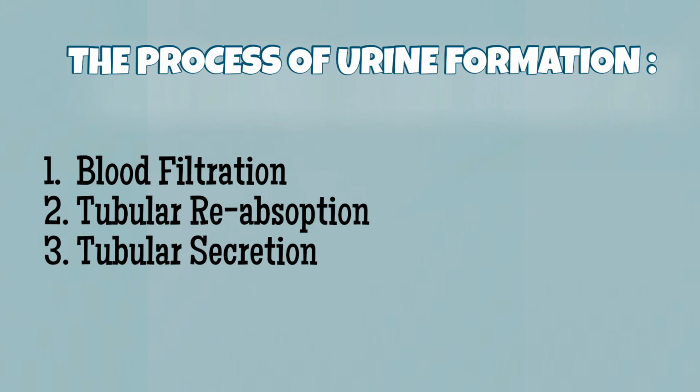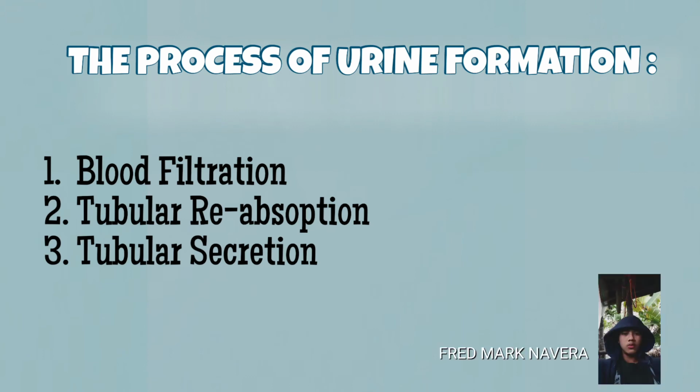So there are three processes that are involved in the formation of our urine. The first process is blood filtration. So here in blood filtration, it is the separation of the smaller to larger plasma substances. Okay? So the second process is tubular reabsorption. Dito naman, ito yung movement of substances from the tubules of the nephron into the peritubular capillaries.